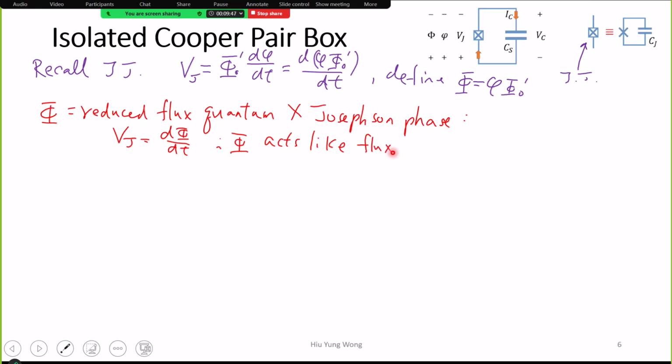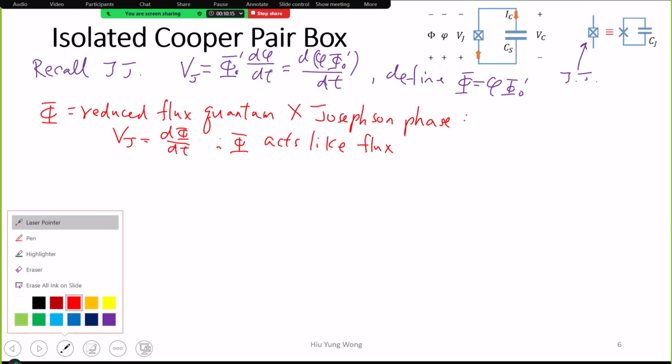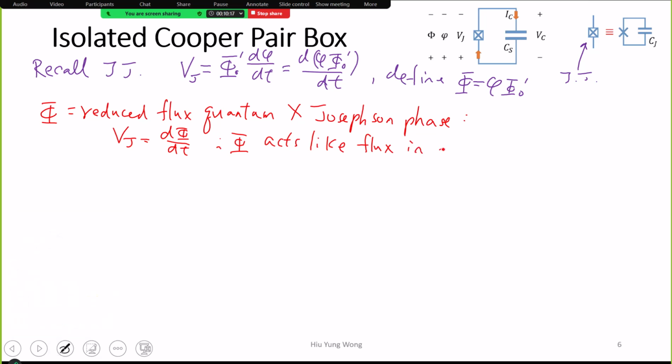Again, the Josephson junction doesn't have a magnetic field. We only pass through the current. But it has this relationship that the voltage across the Josephson junction is equal to d phi dt. And this phi is just a fundamental constant times the phase difference. So the phase of a Josephson junction acts like the flux in an inductor. That's all I want to say.